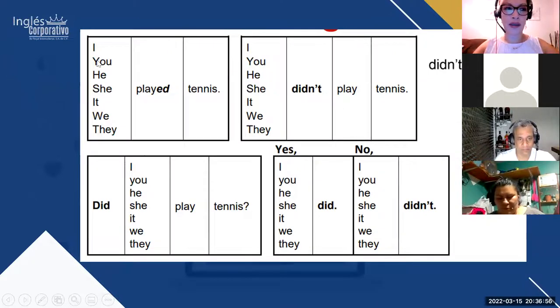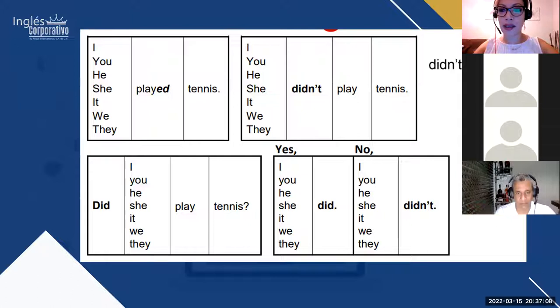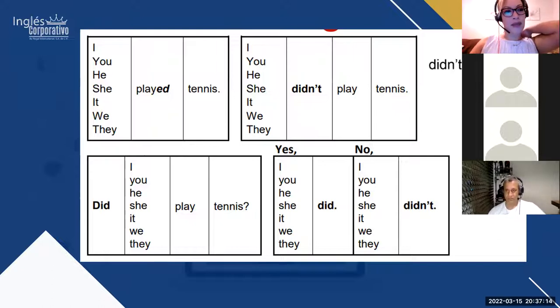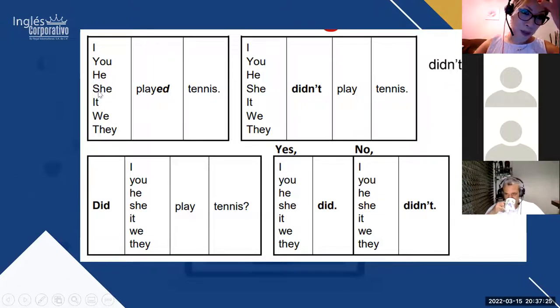Estas se las incluí como un repaso de todo lo que hemos visto con el simple past with regular and irregular verbs. For tomorrow, we will start the simple past with be. Simple past with be es un poco más sencillo, bueno, yo pienso. So, vamos a empezar con eso mañana. Vamos a cerrar ahora repasando este tema.